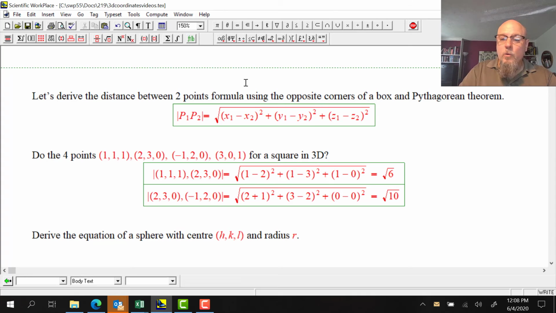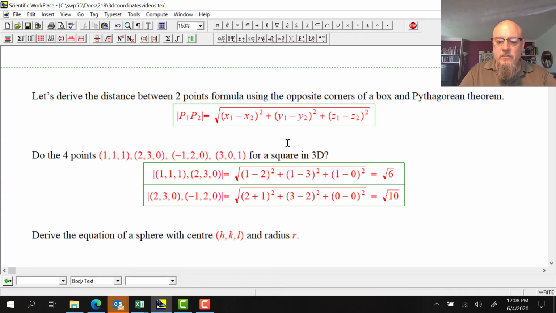And notice, we could even have asked this as a four-dimensional problem. You could have a square in 4 dimensions. You'd still have to check this, but you'd have the plus w1 minus w2 squared in here. But we could go through the same argument.